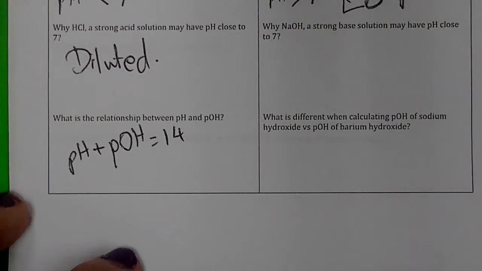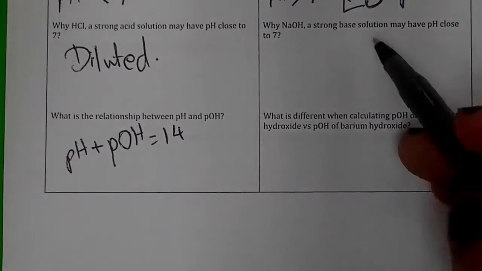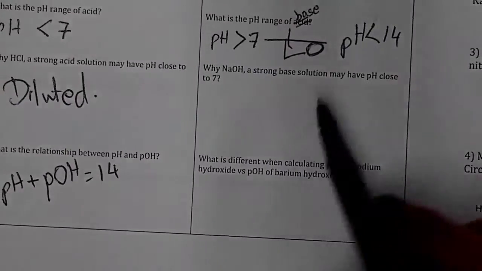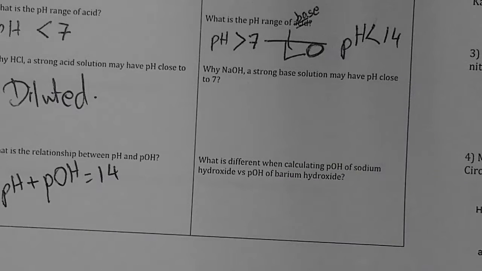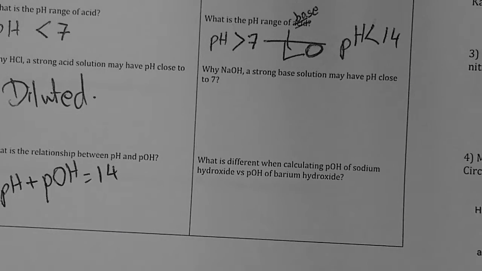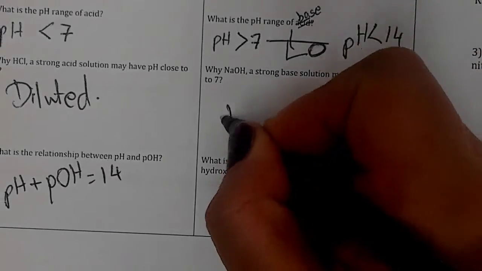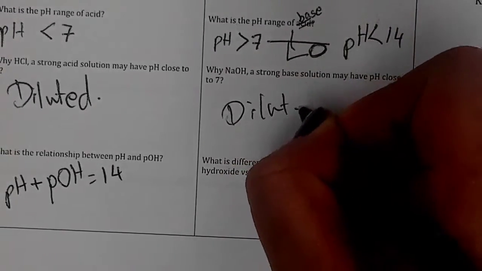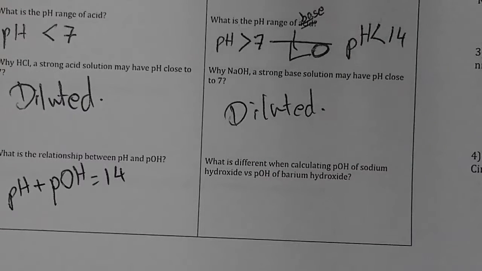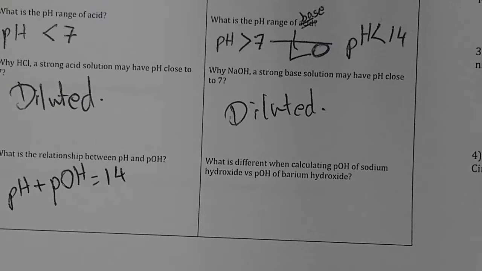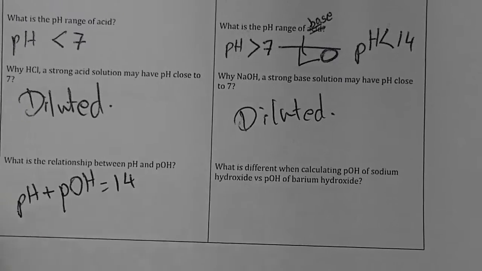All right, let's go to this side. Why may a NaOH strong base solution have pH close to 7? It is also diluted. Remember, when your acid and base are diluted, they will be close to 7 because what is present more in a diluted solution? Water. Right, exactly.